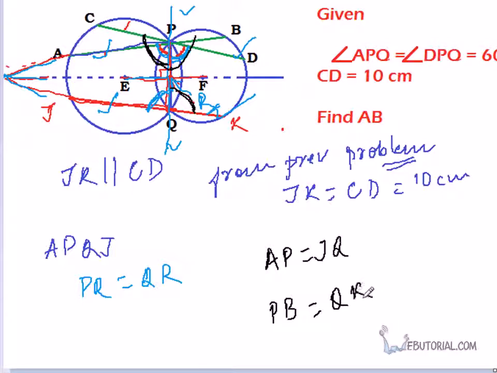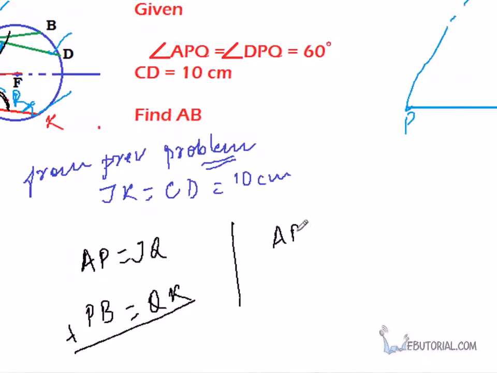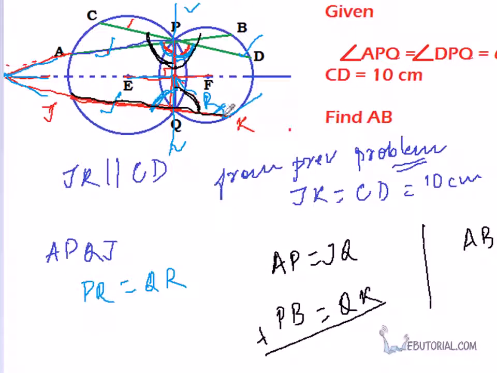Yeah, QK. So if you add this, after adding these two, AP plus PB gives you AB, and this will be JK. This is equal to 10 centimeter as well. Alright. In this question, the construction to be drawn was that we have to draw a line parallel so that we can obtain some kind of a parallelogram and then examine this line with this line.